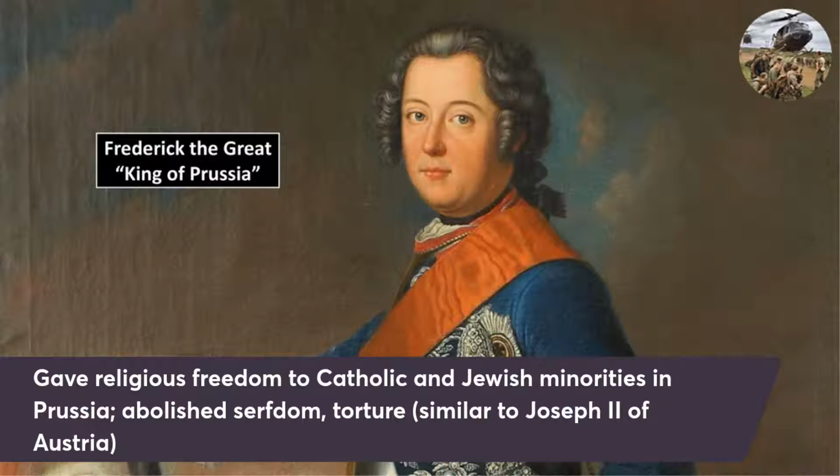He abolished serfdom. He abolished torture. And so he was trying to make Prussia look like Austria, because Emperor Joseph II was trying to do that in Austria, their empire. And so he's kind of trying to emulate him overall.